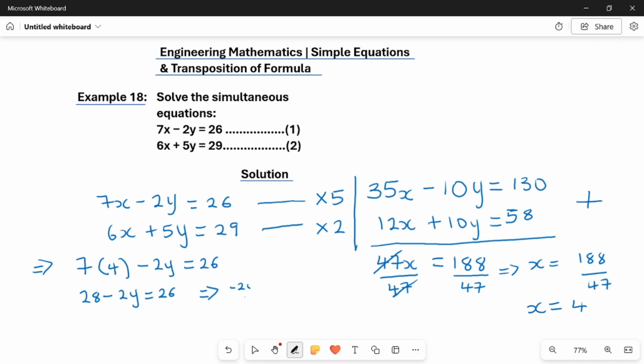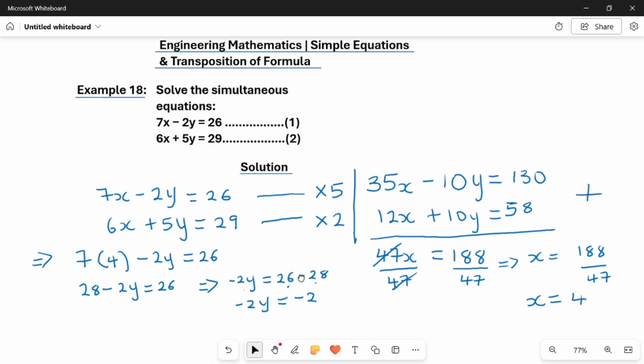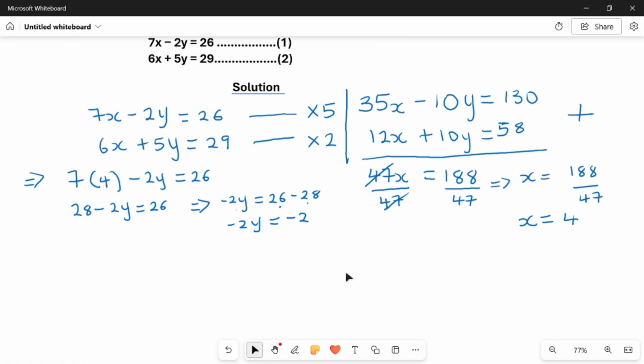Minus 2y will be equal to what? 26 minus 28. So you are owing 28 naira and you have 26 naira. So when you pay off, you will still be owing what? 2 naira. So we'll have that minus 2y equals to minus 2. To eliminate this, we can simply divide both sides by minus 2.